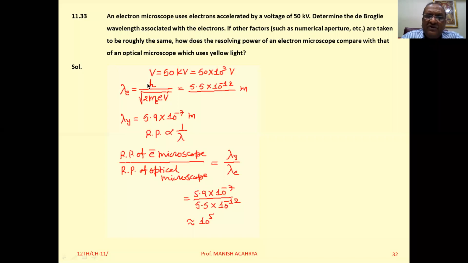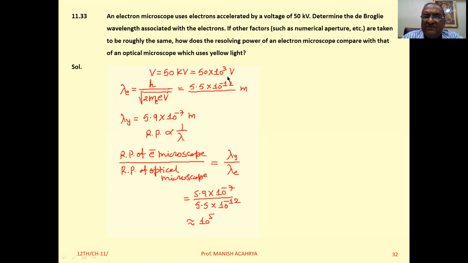Now if we substitute the value of h, mass of electron, charge of electron and the voltage given to you, that is 50 into 10 raised to 3, and then after if you solve it, you will get the answer 5.5 into 10 raised to minus 12 meter. Okay. Now lambda for yellow light is 5.9 into 10 raised to minus 7 meter.